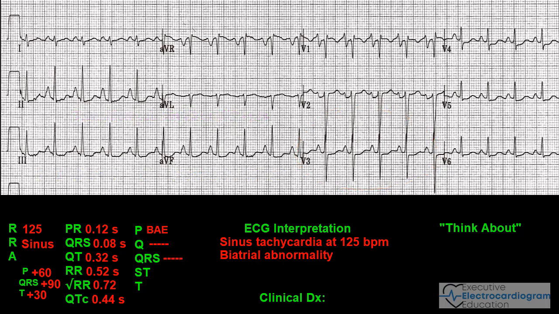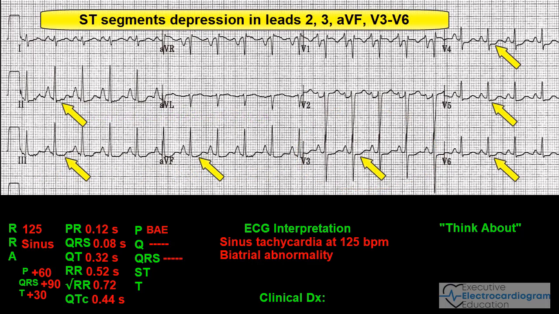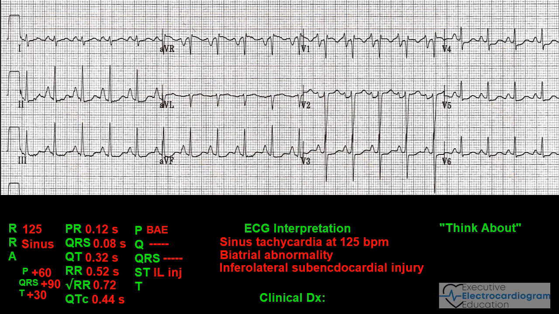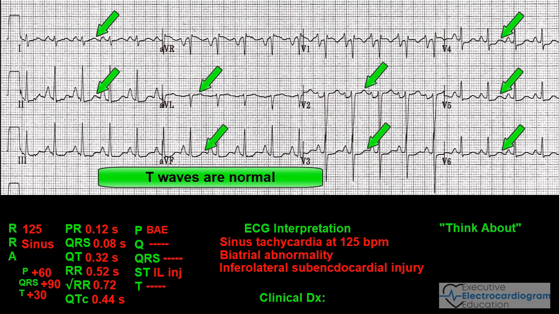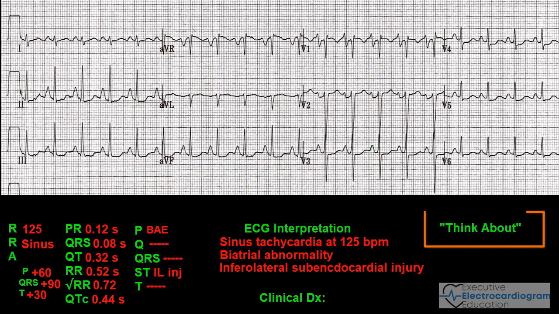ST segments. The ST segments are depressed in leads 2, 3, and AVF, as well as leads V3 through V6. This suggests inferolateral subendocardial injury. T waves. The T waves are all upright and normal. Throughout this electrocardiogram, we have had no other information that we needed to put in the Think About section.